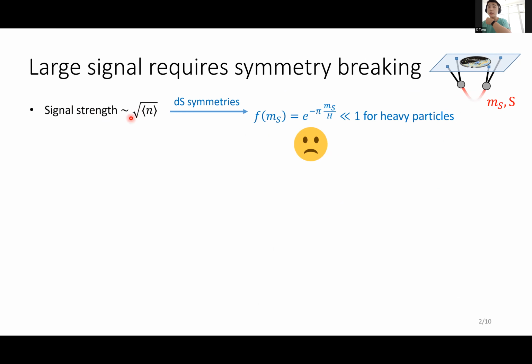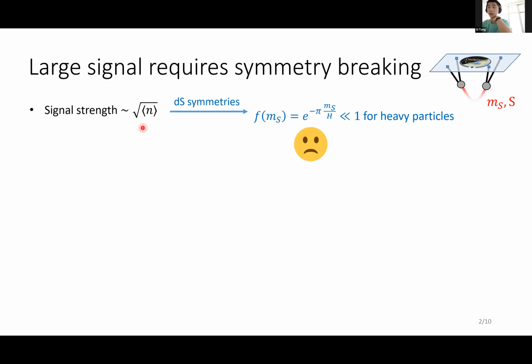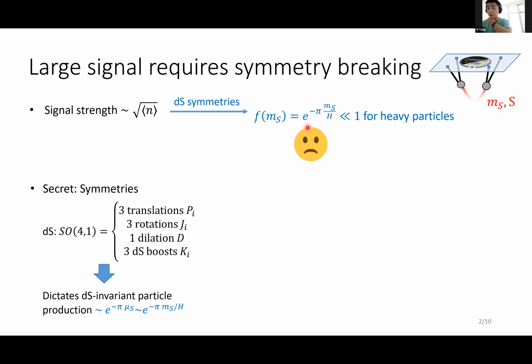The signal strength of the CC comes from the unsuppressed particle production, because these oscillations are really the dynamical phase of particles propagating in inflation. So the signal strength is proportional to the particle number density during inflation of the massive particles. And this is extremely small for Boltzmann suppression reasons. But what's the reason for this? We realize that the secret is about the symmetries. We know that inflation is a quasi-de Sitter space-time with 10 isometries, including 3 translations, 3 rotations, 1 dilation, and 3 de Sitter boosts. Together, they dictate the de Sitter invariant particle production rate to only depend on the conformal weight of the particle, which is the mass, and take the following Boltzmann form.